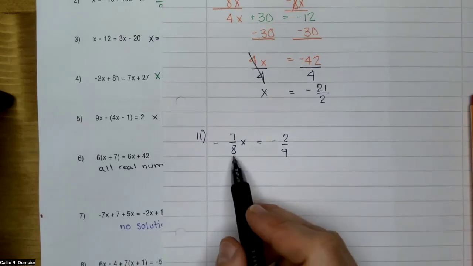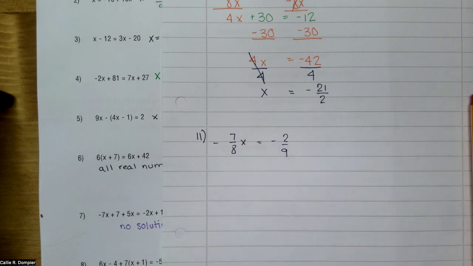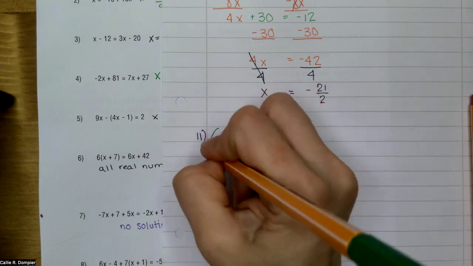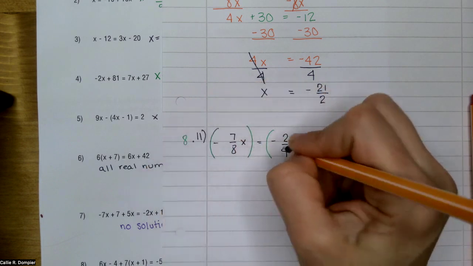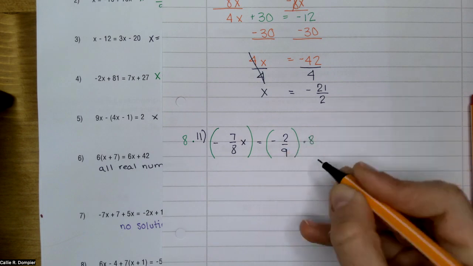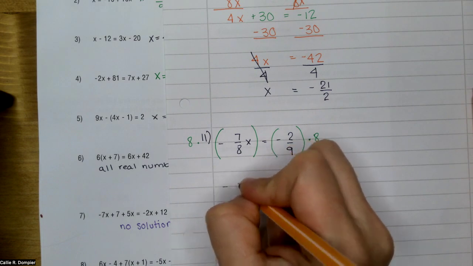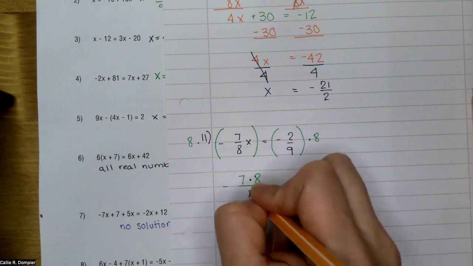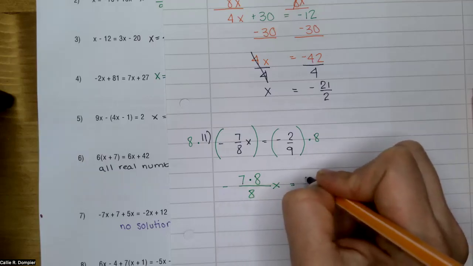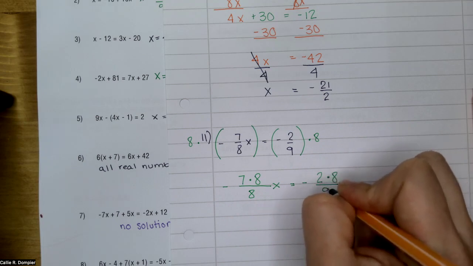All right, we have the denominators of 8 and 9, right? I'm just going to start with 8. There's nothing common to both 8 and 9, so I'm just going to take everything and multiply it by 8. If I did it to this side, I have to do it to this side. And remember, when you're multiplying, that means it ends up on top. So we have negative 7 times 8 divided by 8x equals negative 2 times 8 divided by 9.